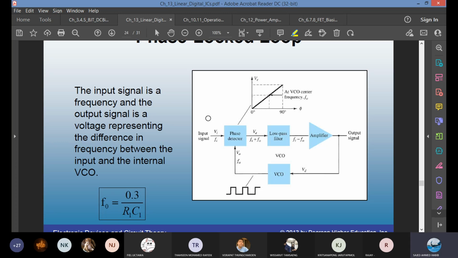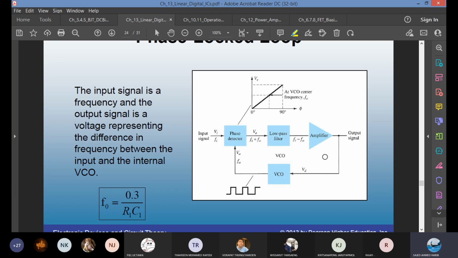They might be at the same frequency, but they may not be at the same phase. Maybe there's a phase lag. So for different phase differences, the phase detector will output a different voltage level. It is passed through a low pass filter. The output of the phase detector has two components, a high frequency component and a low one. The amplifier takes only the low frequency component using the low pass filter.